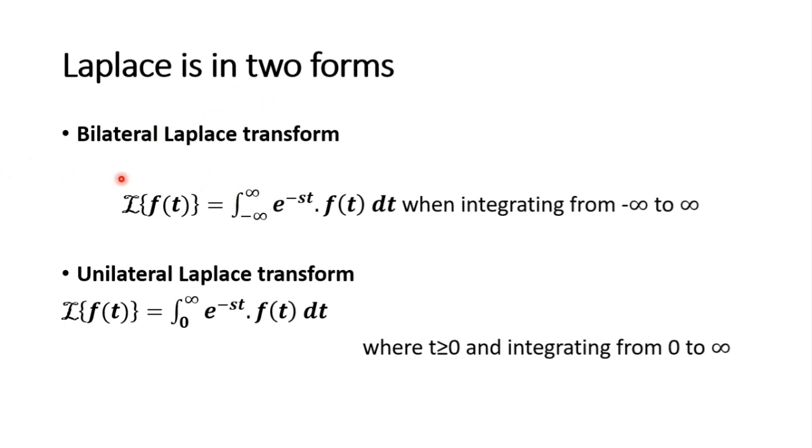Laplace is in two forms: the bilateral Laplace transform and the unilateral Laplace transform. These forms have a difference, which I'm going to explain after. But let's first look at the form. It's just like the Laplace transform formula, but the limits are the difference. You realize the limits are negative infinity to infinity for the bilateral Laplace transform, and for the unilateral Laplace transform, the limits are from 0 to infinity. So that's the difference, these limits, but you also have to consider this.